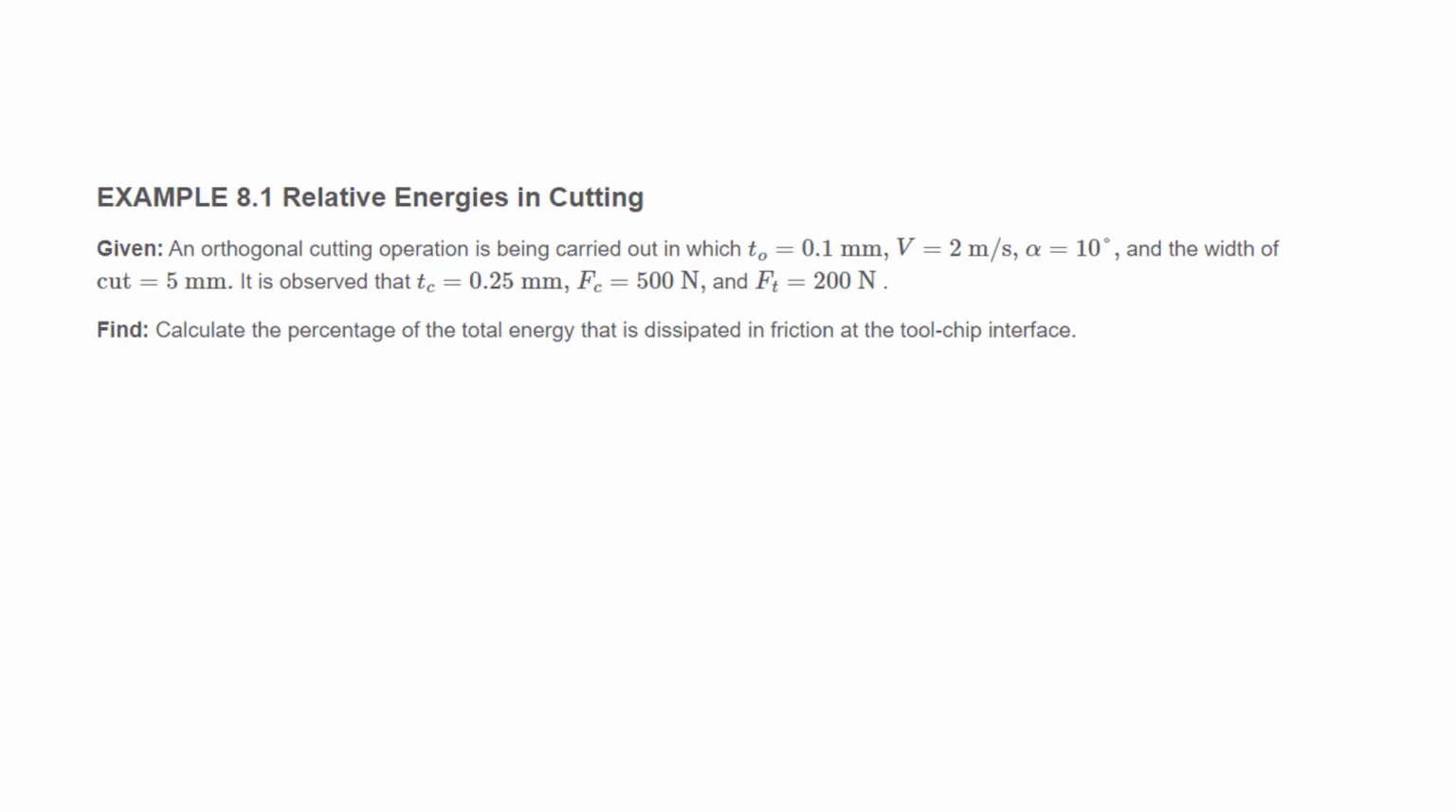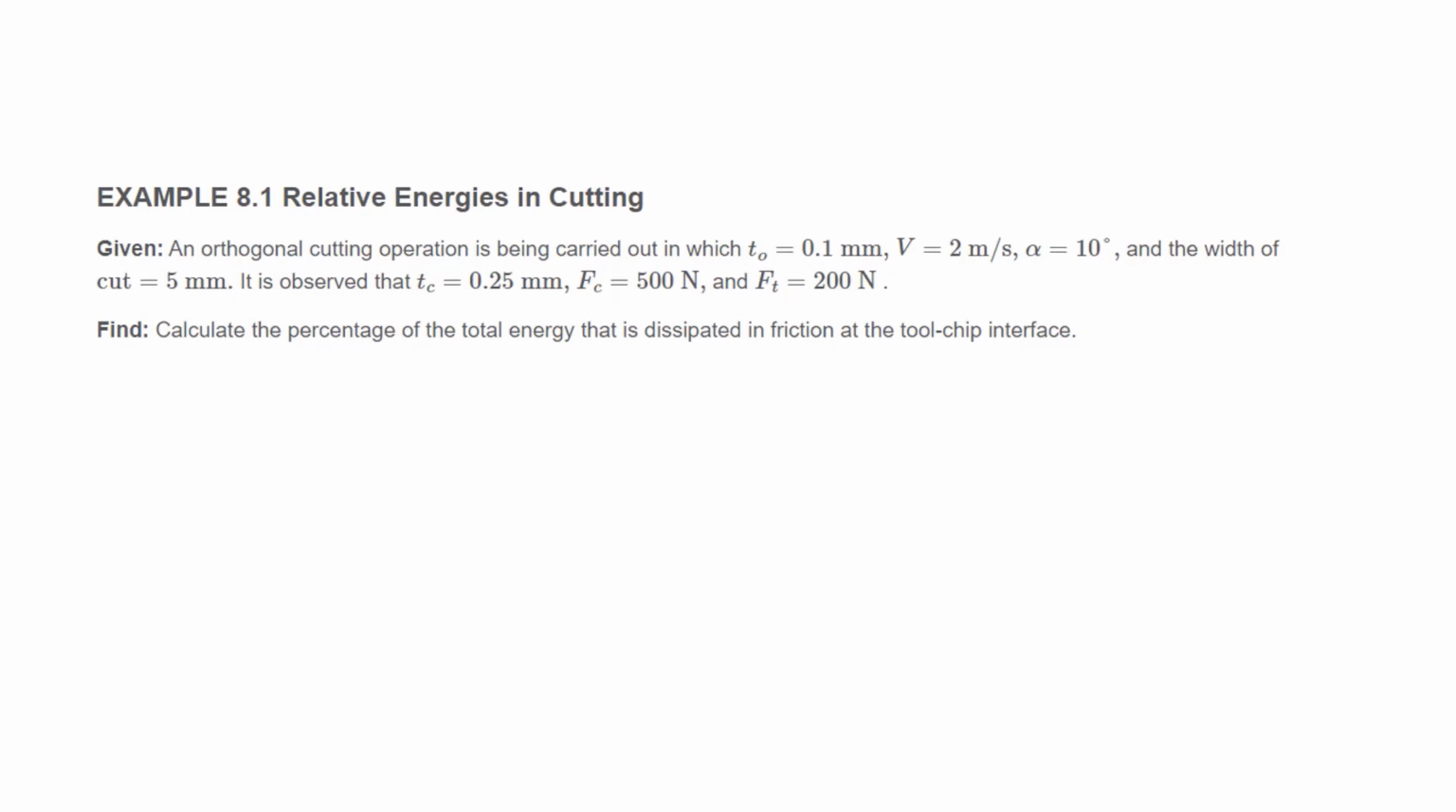T0 is given as 0.1, and TC is 0.25. We have this already. So this gives us 0.40. This is R. So we know here, VC over V, we have F multiplied by R equals FC, because this equals my R. Right?